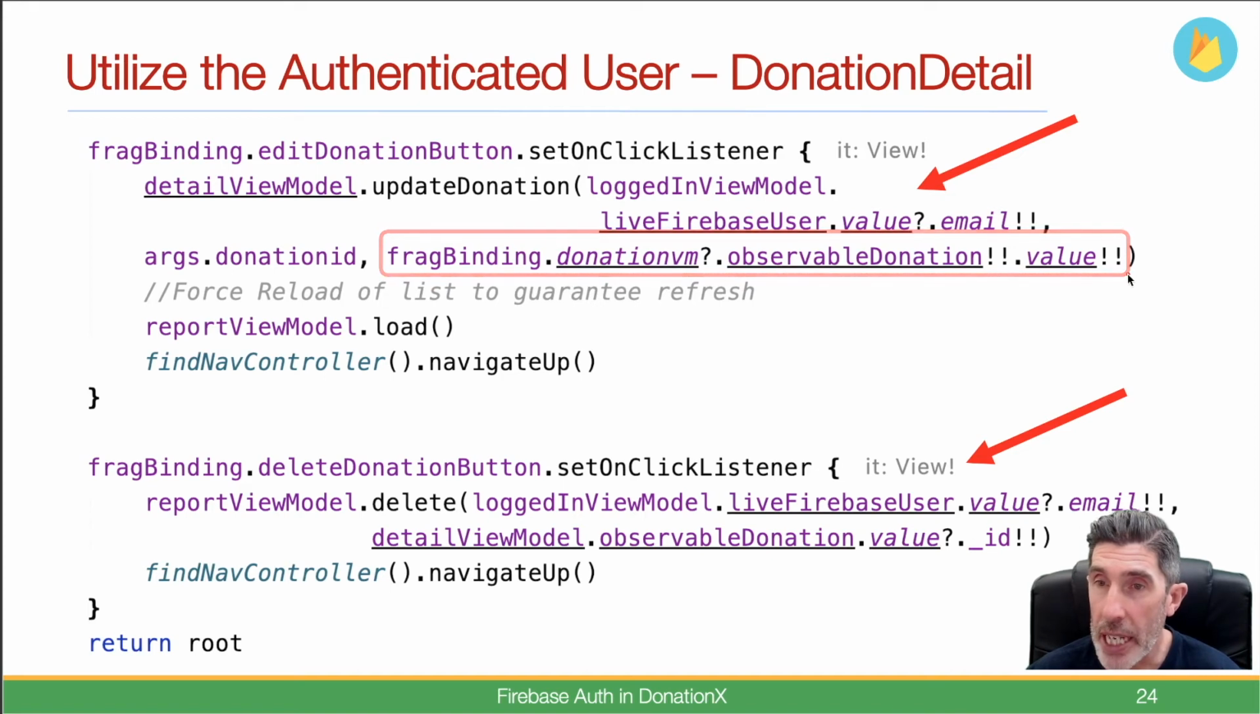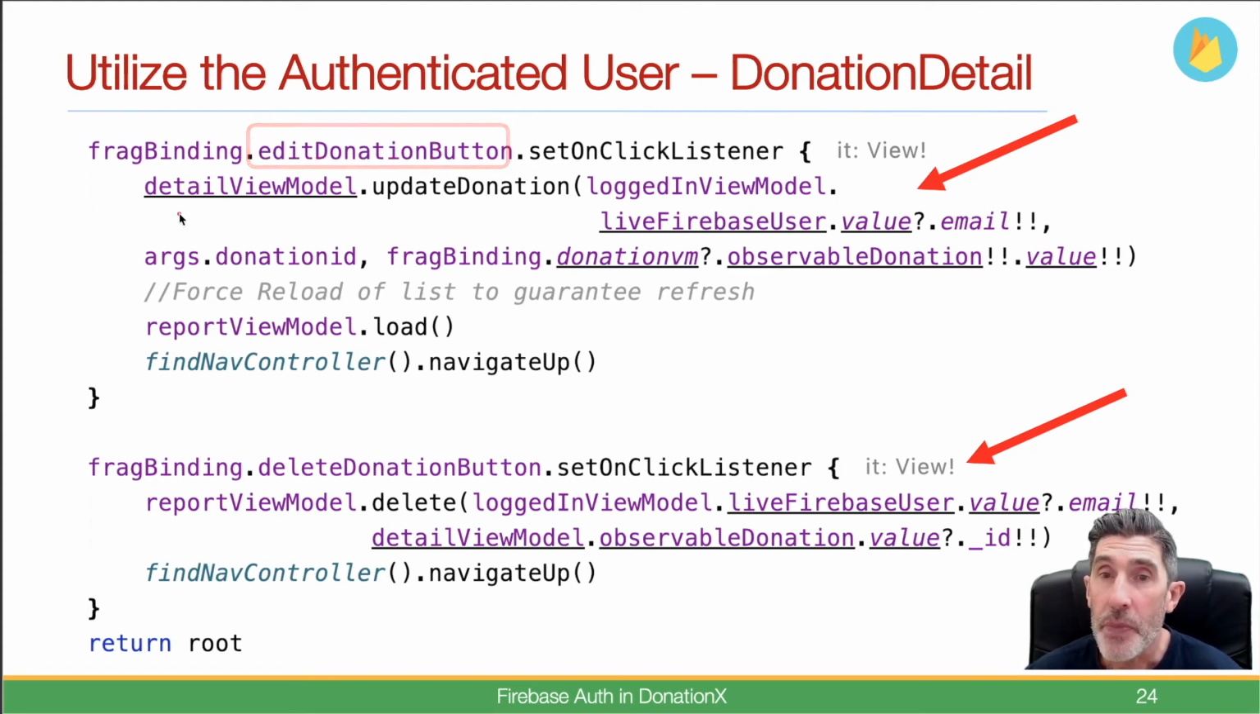So there's our two-way data binding. We can populate it by clicking on it and displaying it. And because we're using our two-way data binding, if the user changes it on that screen and then selects the edit button, that will trigger this, which will go off and update the particular donation.